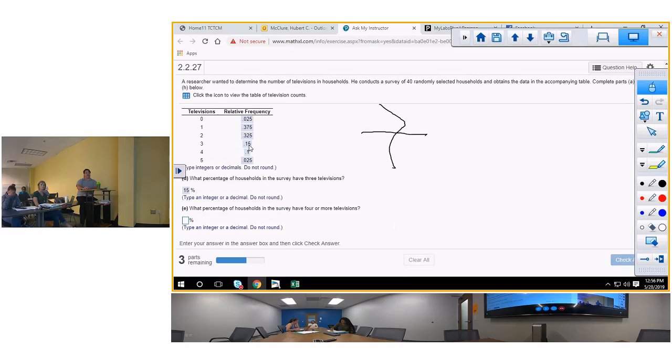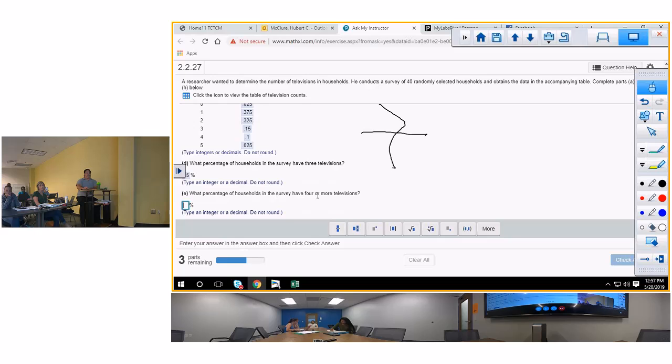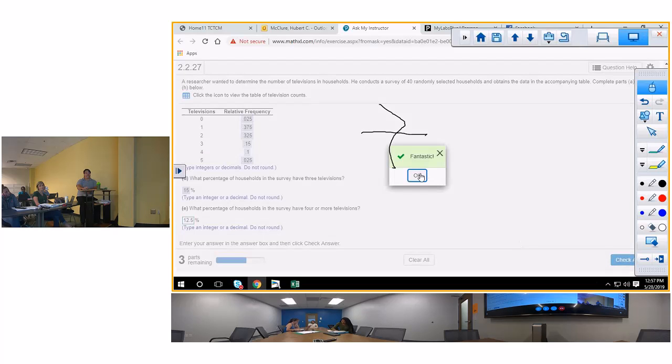And then they're going to ask you what percentage of households have 3 televisions, 15, and then what percentage of households have 4 or more? Well, what's 0.1, what's 10 cents plus 2.5 cents? 12.5 cents. That'd be 0.125, which would be 12.5%. Capiche? And now we feel good about ourselves.